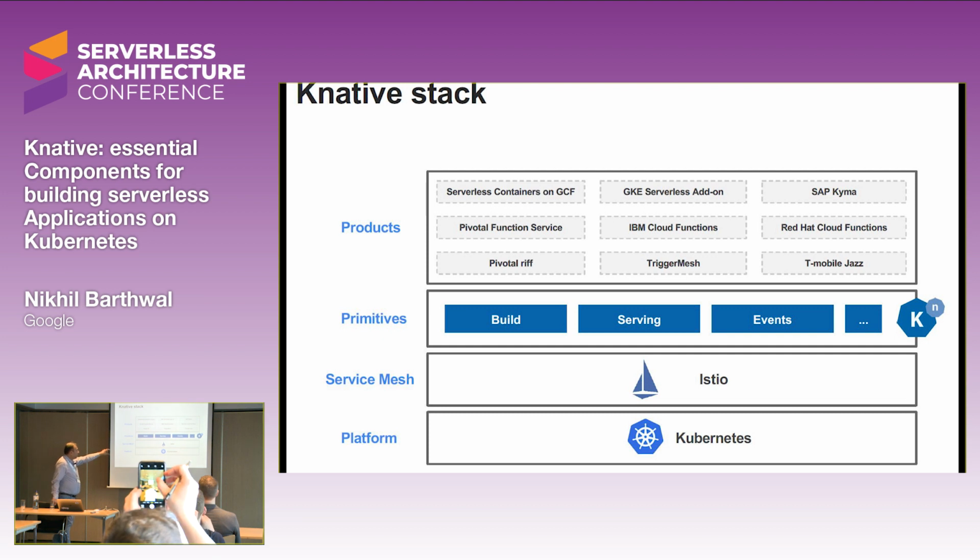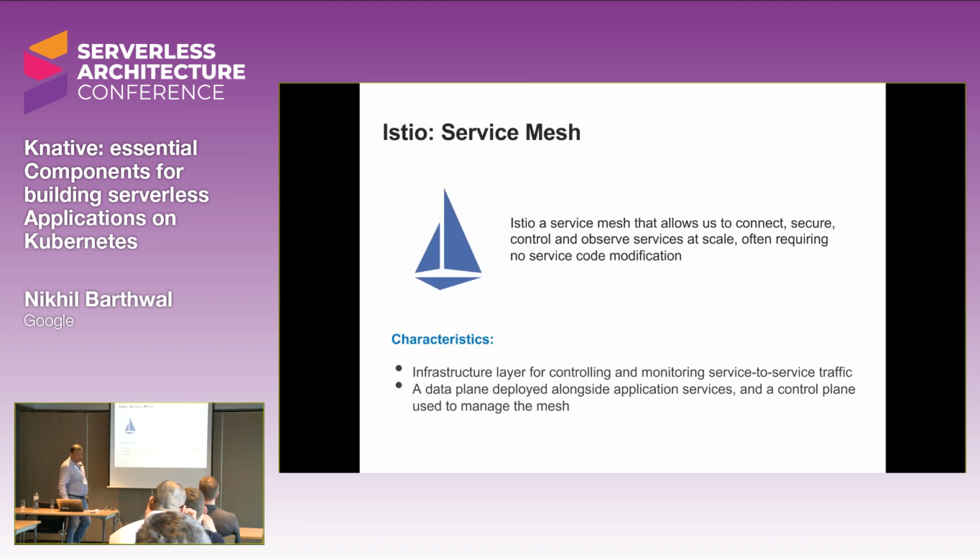So I can swap Istio with another service mesh if I want to, and then obviously you have Kubernetes at the bottom. And then you have several of these so-called platforms that are built on top of Kubernetes, and you can see some of them are IBM, some of them are Google, some of them are SAP, and some of them are Pivotal, which is basically most of the industry partners that work with Knative.